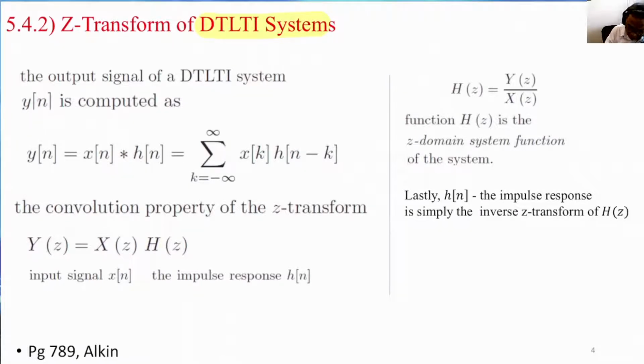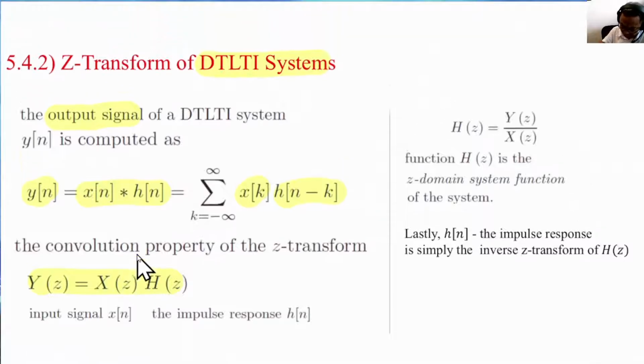Typically we want to find the output of a DT LTI system, and we are given that LTI systems are described by the convolution equation, x convolved with h. And if we have h, then we can write this equation, of course, in time and in frequency or z domain. We know that the convolution equation becomes multiplication in the z domain.